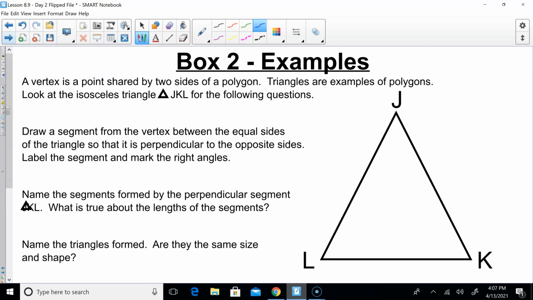And now it says a vertex is a point shared by two sides of a polygon. Triangles are examples of polygons. Look at this isosceles triangle. So remember what isosceles means. That means there's two equal sides for J, K, and L for the following question.